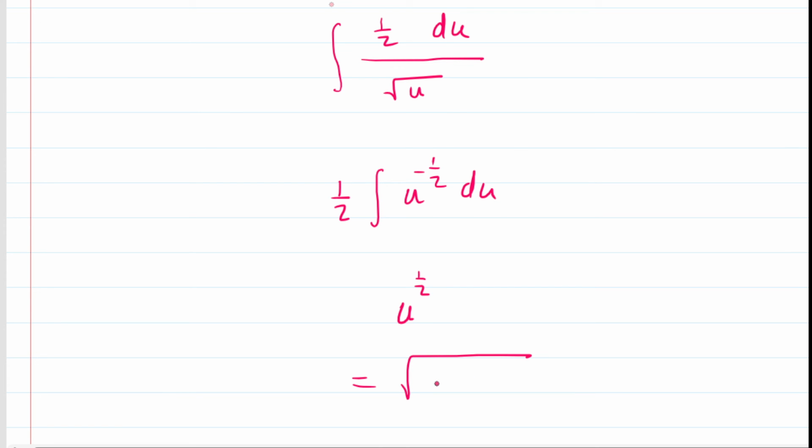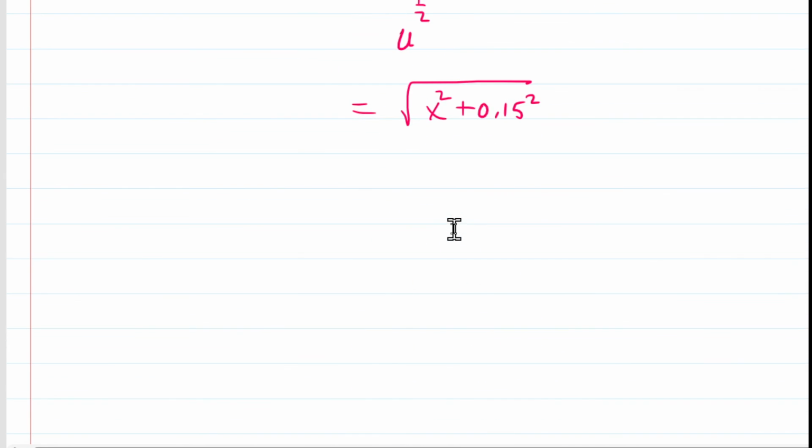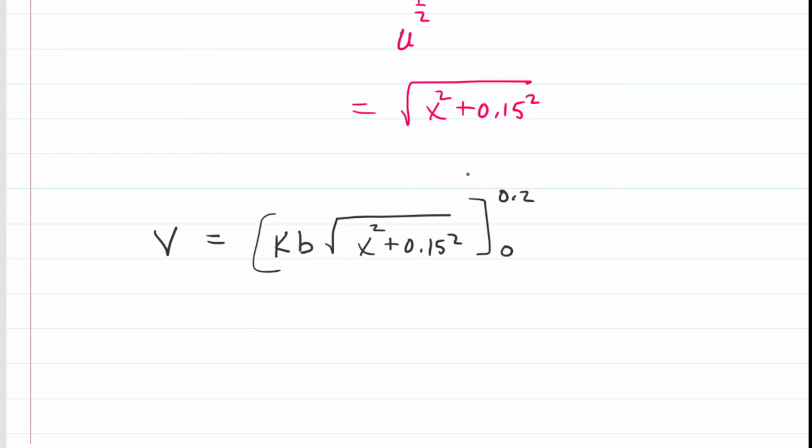But our u was the x squared plus the 0.15 squared. So that completes that integral. But let's not forget we had factored out a k and b as well. So we'll have a kb parked in front of our answer. Plus we have the bounds from 0 to 0.2. So let's tidy this up a little. And there we have it. Now we're going to take the 0.2 and plug that in first for x. And then we're going to plug in the lower bound afterwards and then subtract the outcomes. So here's what it looks like.